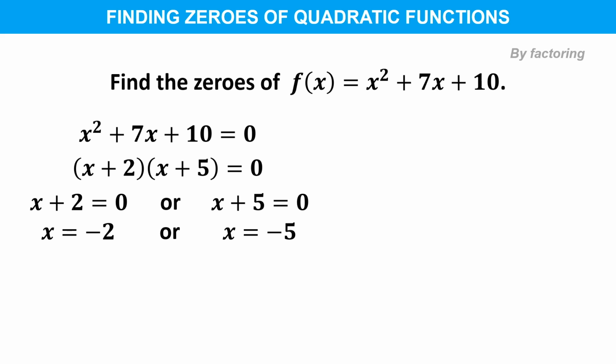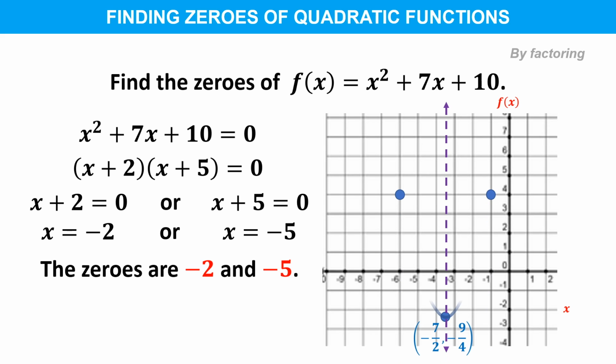The roots of the equation x squared plus 7x plus 10 is equal to 0 are x is equal to negative 2 or x is equal to negative 5. Therefore, the zeros of the quadratic function f of x is equal to x squared plus 7x plus 10 are negative 2 and negative 5. Here is the graph of f of x to see the geometric interpretation of its zeros. Take a look at the points marked red in the graph.